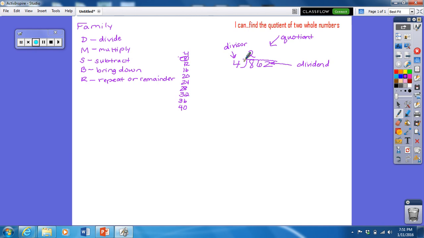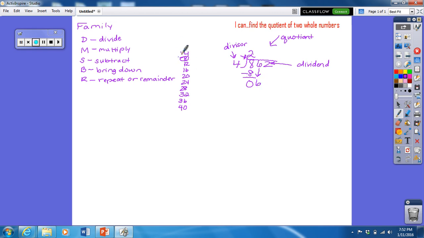Let's go to Mom for multiply. I'm going to put a little multiplication symbol right here to remind myself I'm multiplying these two numbers together. 2 times 4. If I go over here, I see my circled number. That's the answer to 2 times 4, so I put it right here under the hundreds place. Sister tells me to subtract, so I subtract those two numbers. 8 minus 8 is 0. Brother tells me to bring down the next place value digit, which is the tens, and it is a 6.